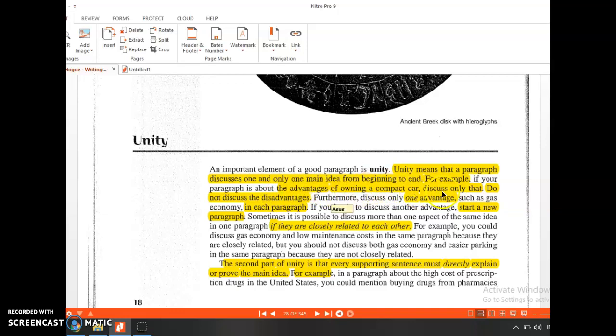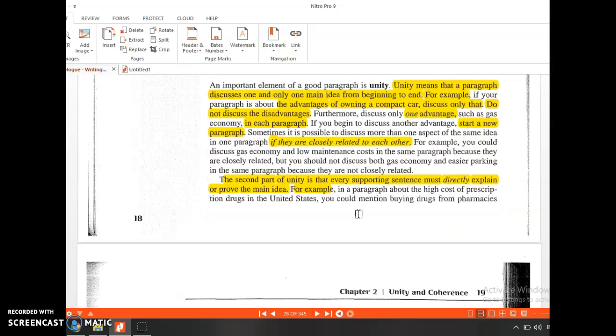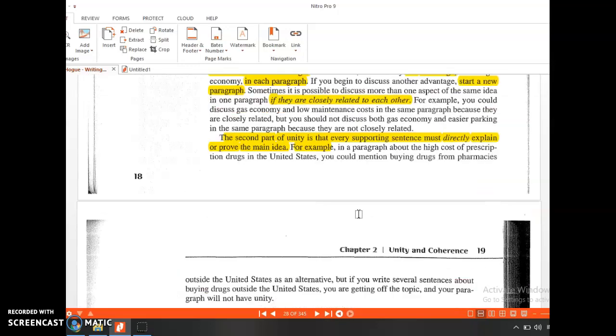All right, so unity, for example, in this case, if your paragraph is about the advantages of owning a compact car, discuss only that. Do not discuss the disadvantages. So you only focus on the advantages. All right, furthermore, discuss only one advantage, such as gas economy, in each paragraph. If you begin to discuss another advantage, start a new paragraph. All right, so you have to really consider the main idea of each paragraph. All right, next.